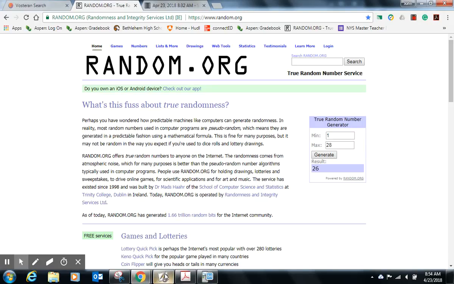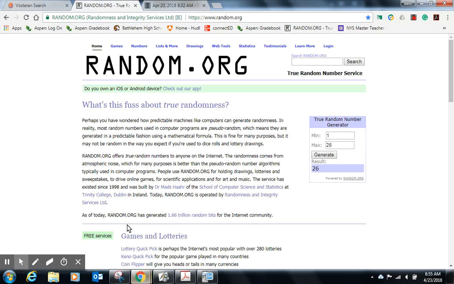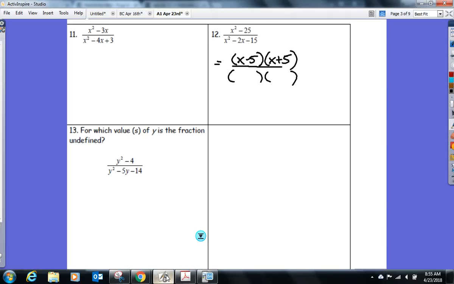x plus 5. This is a difference of two perfect squares. Good. At the bottom, x squared minus 2x minus 15. That factors into, think about two numbers there. Think about those two numbers. Okay, plus 3 minus 5. Multiplies to negative 15, adds to negative 2.